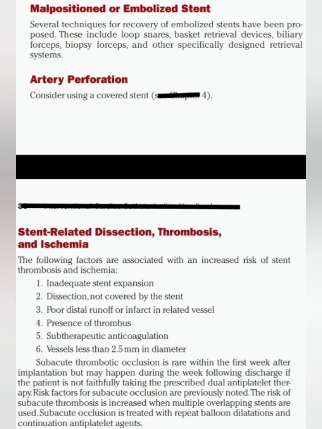Subacute thrombotic occlusion is rare within the first week after implantation, but may happen during the week following discharge if the patient is not faithfully taking the prescribed dual antiplatelet therapy. Risk factors for subacute occlusion are as previously noted. The risk of subacute thrombosis is increased when multiple overlapping stents are used. Subacute occlusion is treated with repeat balloon dilatations and continuation of antiplatelet agents.